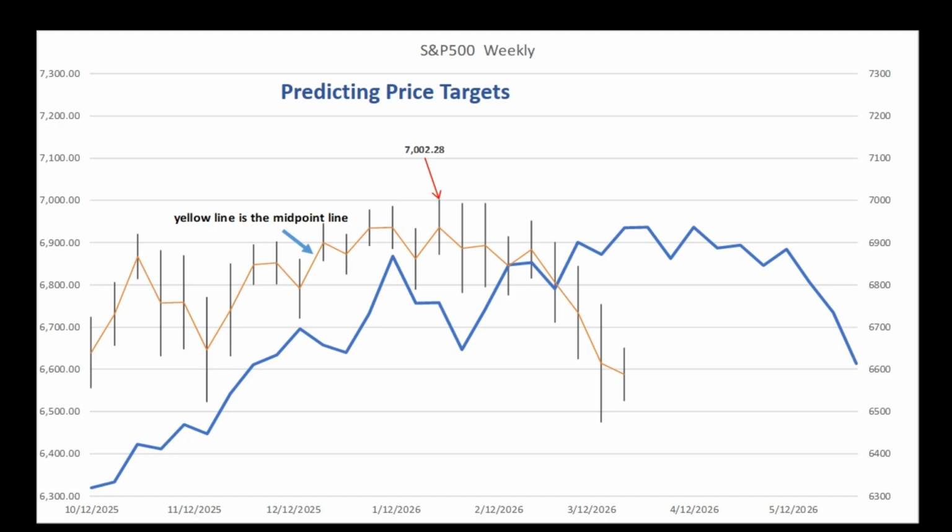In this example, the S&P 500 crossed below the FLD at 6,800. The high was at 7202. 7202 minus 6,800 equals 402. We withdraw that distance from the 6,800 crossing point. This gives 6,598 as a potential downside target.